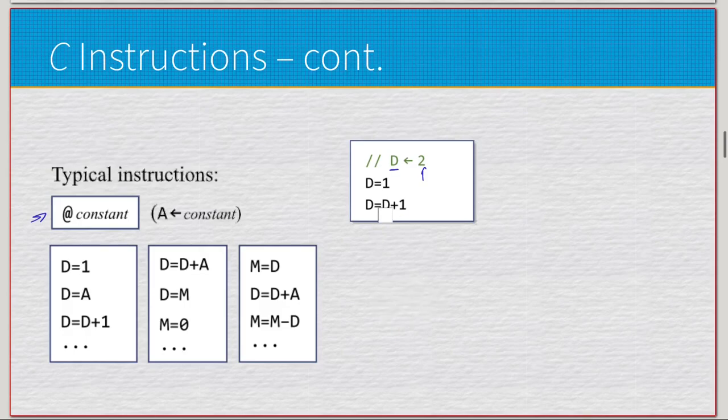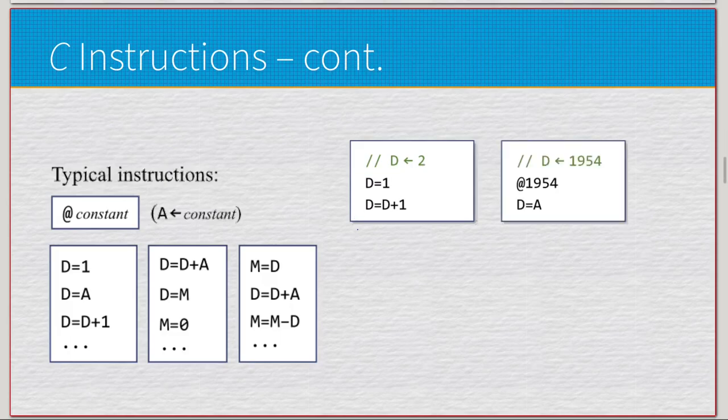Now, this is one way to do this. You won't do something like this very frequently, but it shows that we can adjust this value directly without needing to use other registers or RAM or anything like that. Now, if we want to do something more complicated, like say loading the value of an arbitrary constant like 1954, then there's a different approach. But this approach will scale to any arbitrary value.